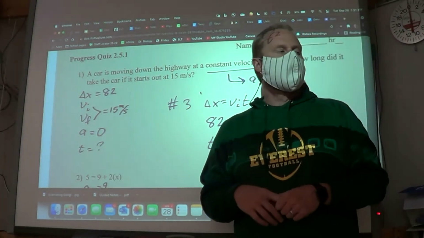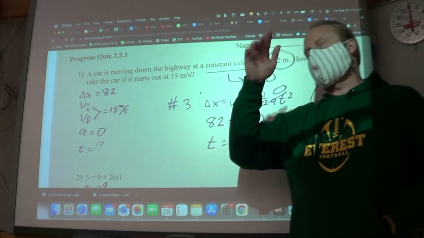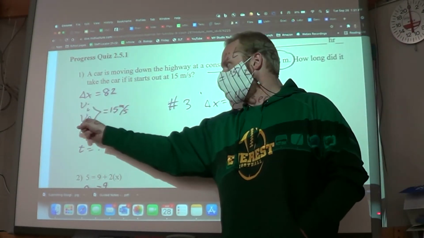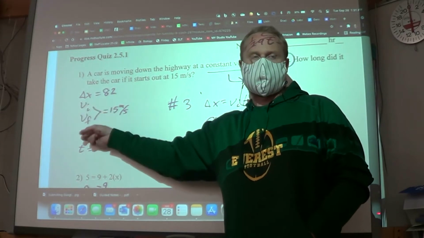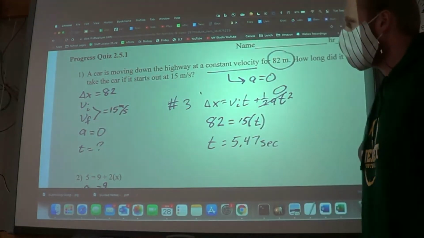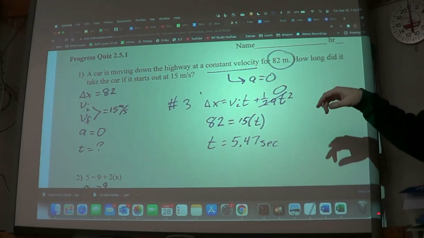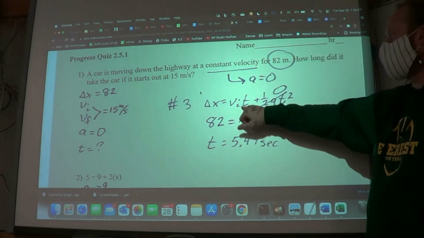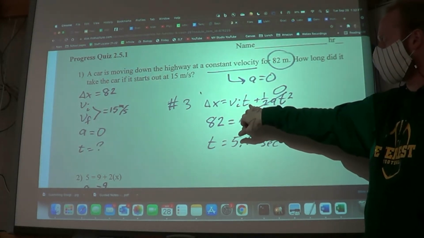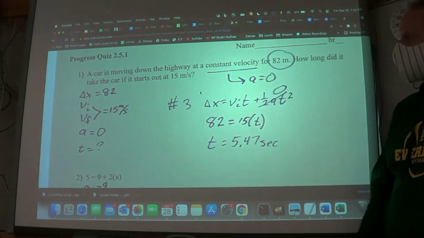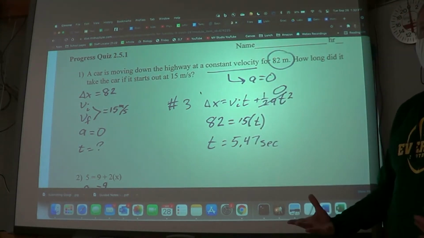Equation number 5 says delta x is equal to Vi plus Vf divided by 2. So it's 15 plus 15 divided by 2, which is 15, and then times t. So what you just did is you averaged those two velocities, and you ended up with your velocity times your time, and you get kind of the same equation when you're setting it down. Okay, you could use equation number 5.